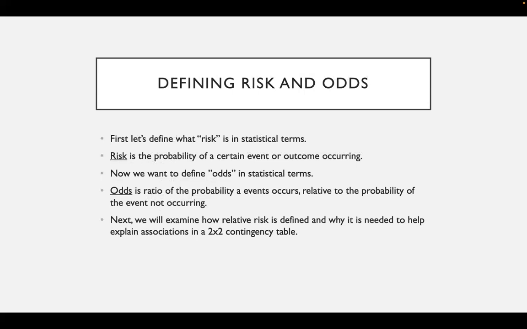So let's first define what the risk and the odds are. So risk in statistical terms is just the probability of a certain event or outcome occurring. So for instance, you want to know what is the risk of contracting some disease in a certain population. And then we'll talk about odds. So odds in statistical terms is the ratio of the probability of an event occurring relative to the probability of the event not occurring. Okay, and next we will examine how relative risk is defined and why it is needed to help explain associations in the 2x2 contingency tables we have studied.